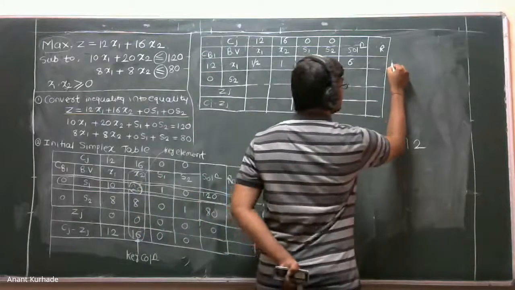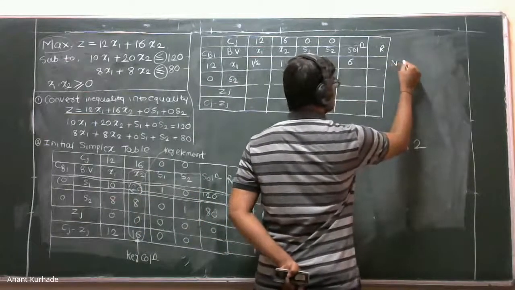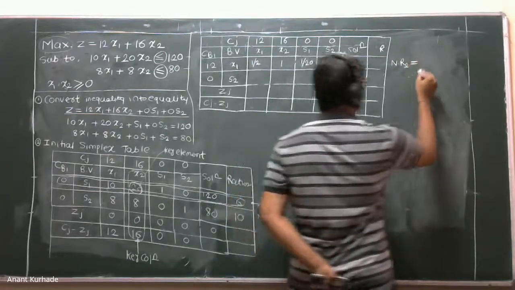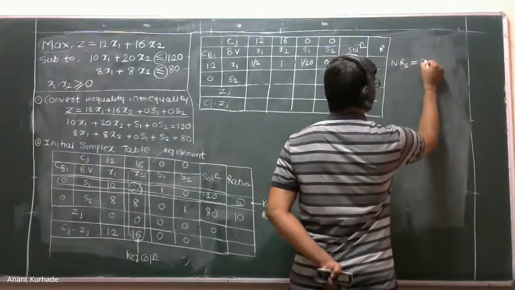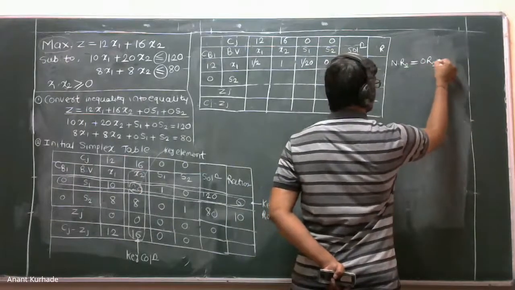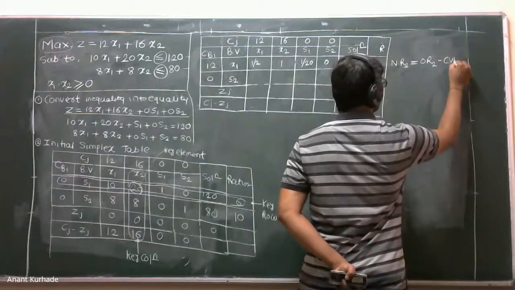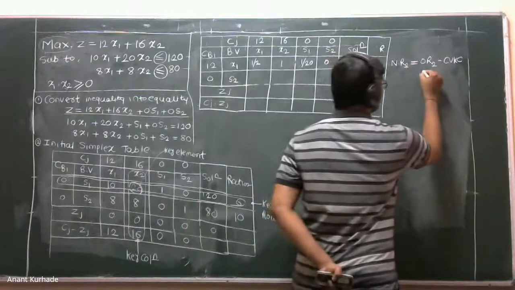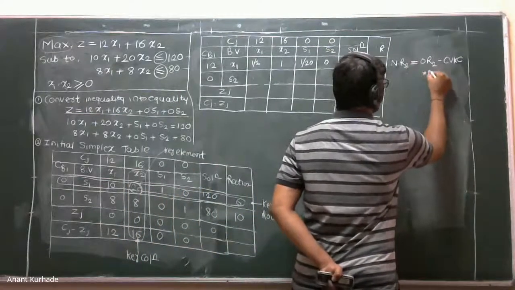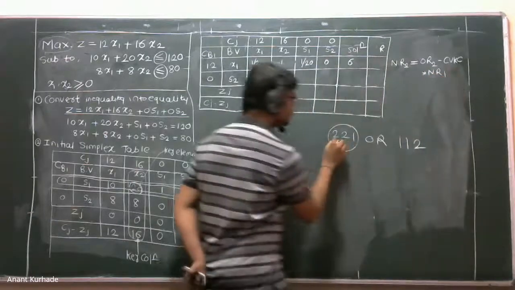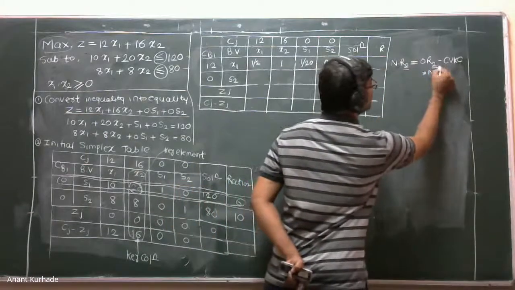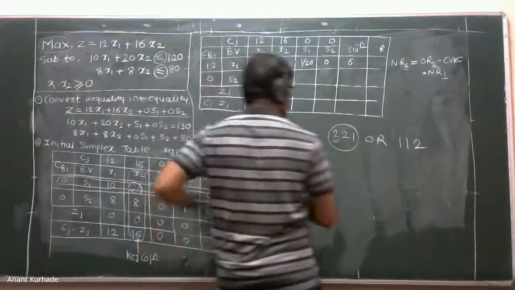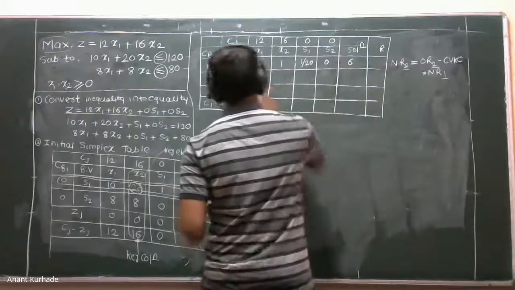I will write here: new value of R2 is equal to old value of R2 minus corresponding value of key column into new value of R1. So it is 221, that is 2, 2 and 1. 1 means row number 1, 2 means row number 2. So by doing this, we have to write this value.